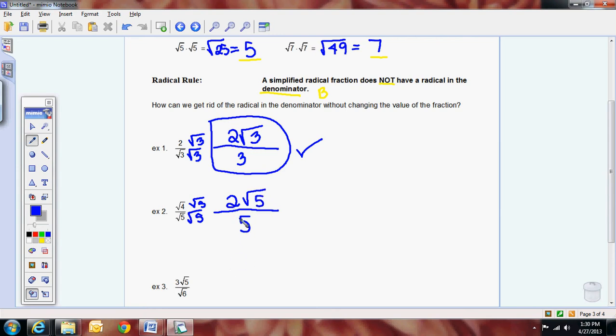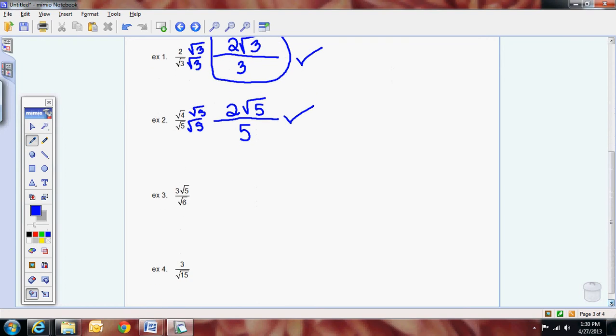So always look, I can't simplify that. I can't cancel out the 5's because this is under a radical and this is not. So those are not like terms. But there's no radical in the bottom, so I am finished with that one.